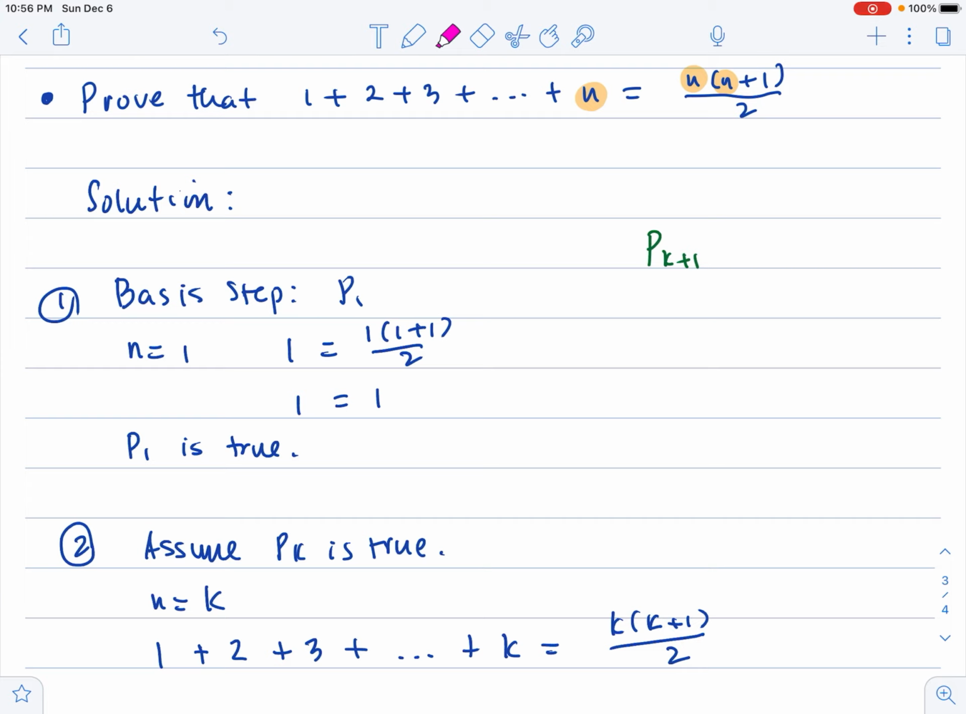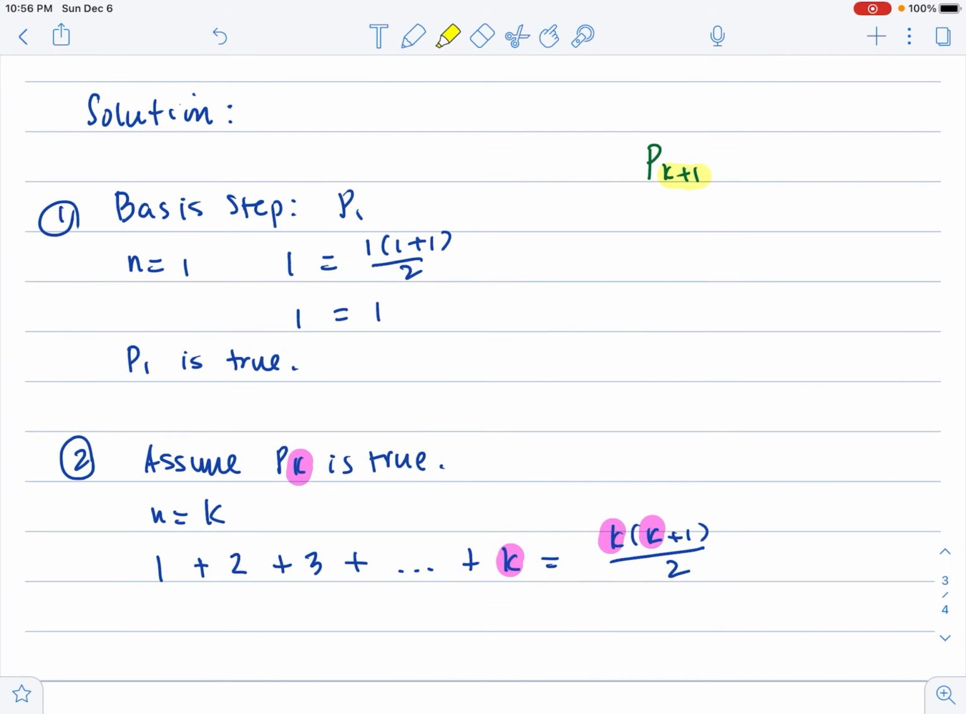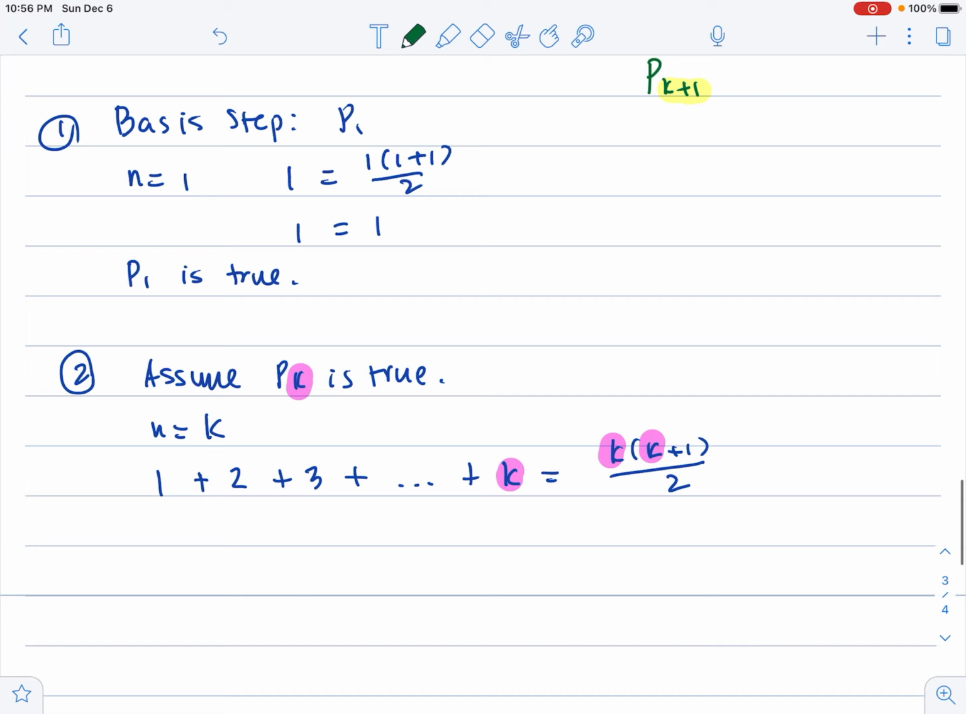Yung sa P sub k, k yung last term natin, di ba? Tapos k din yun nandito kasi n equals k nga. So pag nag P sub k plus 1 tayo, ibig sabihin yung left hand side natin ay 1 plus 2 plus 3 plus and so on plus k plus 1. So ito yung k plus 1 natin, di ba? Yung last term kasi nagdagdag tayo ng 1.